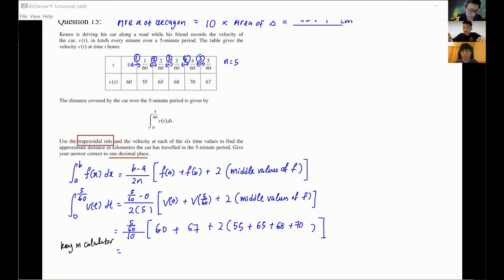So you should get around 5.353. And since we want 1 decimal place, it should be 5.4. And that would be kilometers. So remember, this is kilometer per hour. When you calculate for distance, it will be kilometers. Okay? Right, let's move on.